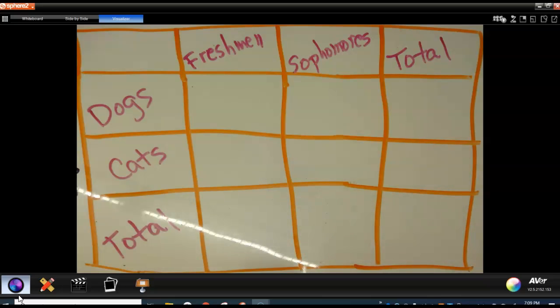We have 20 freshmen and 20 sophomores. So that is a total of how many students? And where am I going to write those three numbers? You will notice that in Edpuzzle, you will pause right now and answer those questions.